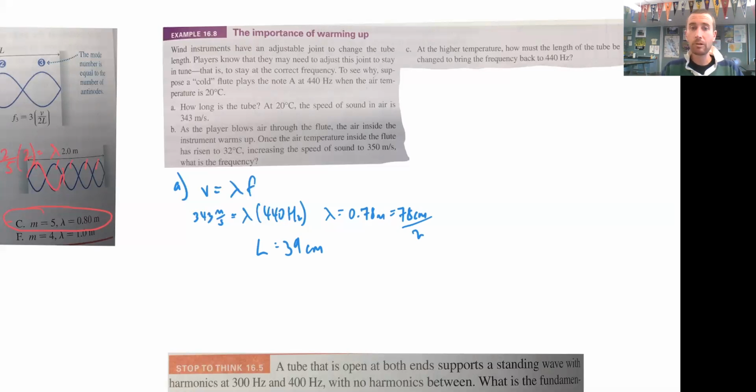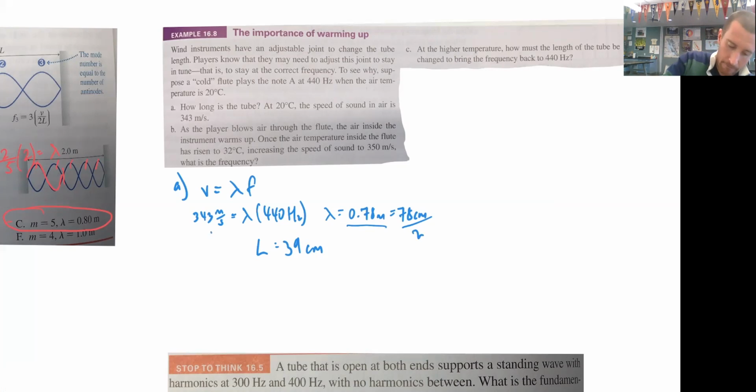Now, as the player blows air through the flute, the air inside the instrument warms up because it's coming from your body, so it's getting body temperature air, at like 98 degrees out of your mouth. Once the air temperature inside the flute has risen to 32 degrees Celsius, increasing the speed of sound to 350 meters per second, what is the frequency? So now I'm changing the frequency because I've changed the wave speed. I have the same wavelength, that stays the same, but I'm changing the velocity.